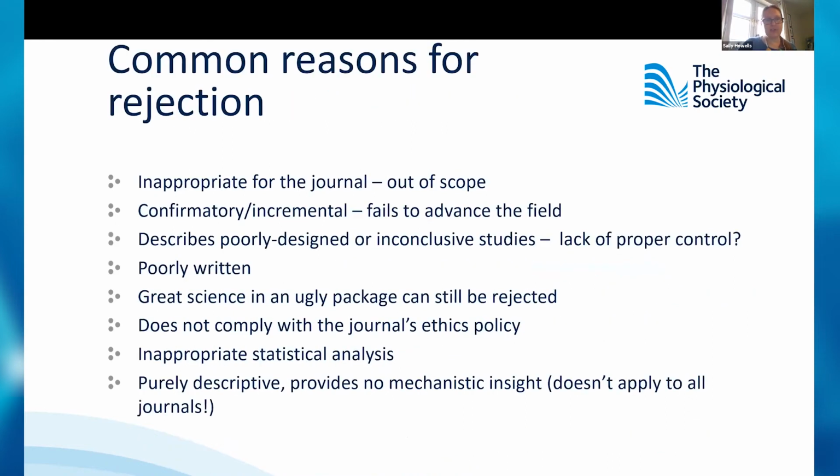Common reasons for rejection, one of the top ones for us, is probably that it's out of scope. It's not elucidating a new function or mechanism, or perhaps the results reported in the manuscript aren't moving the field forward as much as we would hope. Other things could be poorly designed or inconclusive studies, or a lack of controls. Poorly written is a common reason, but it would have to be pretty poorly written for a referee not to understand the science. But as I said, if it's poorly written, well, maybe your science is conducted poorly as well.